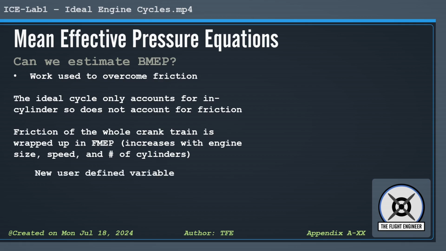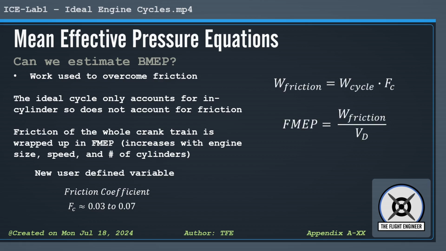So to estimate this, we're going to add a new user-defined variable. We're going to call it the friction coefficient, and it's going to be somewhere between 3 and 7%, or 0.03 to 0.07. To understand the work needed to overcome friction, we'll take the entire cycle work and multiply it by the friction coefficient. This can also give us our friction mean effective pressure, as we take that entire friction work term and just divide it by the volume displaced.